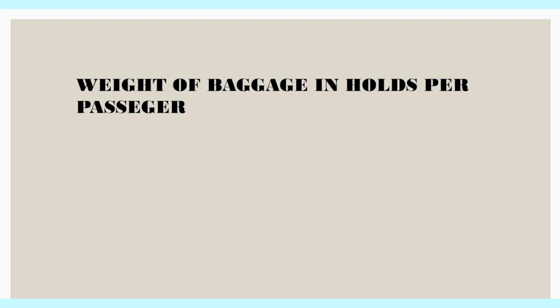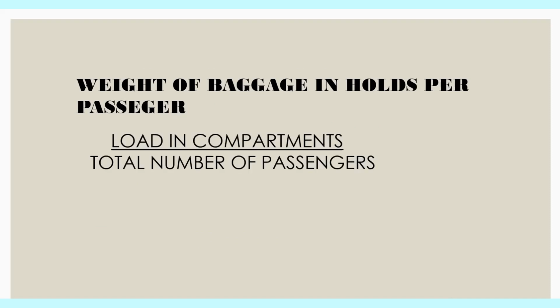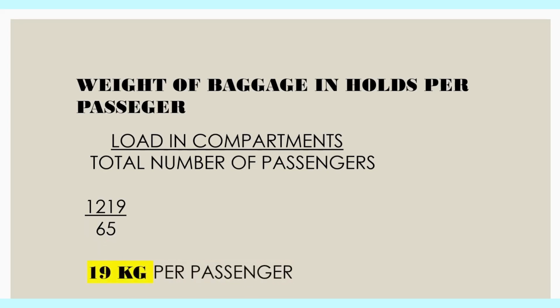Okay, moving on, we talk of the same idea, but now we can do the same calculation for the weight of baggage in the holds per passenger. So for example, that would be load in compartments, the other line on that first section. Again, you divide by total number of passengers. So in this case it was 1219, if you recall. There were 65 passengers. So in this case it was 19 kilograms per passenger in the holds.